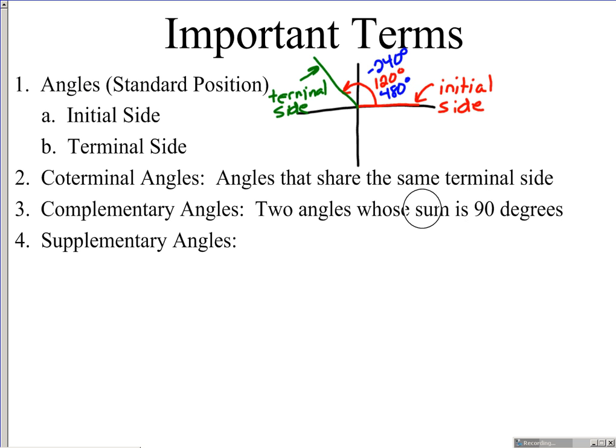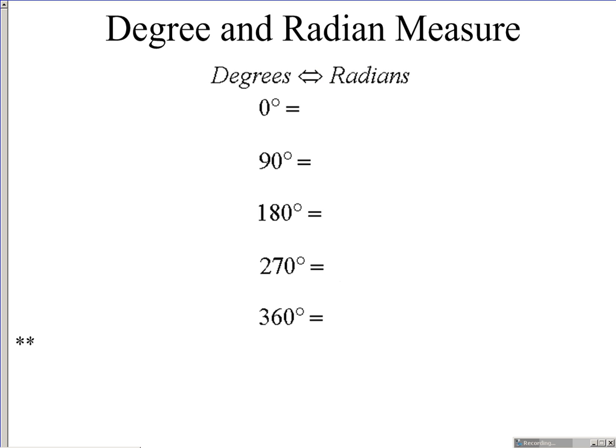Complementary angles: two angles whose sum is 90 degrees. Supplementary angles: two angles whose sum is 180 degrees. Degree and radian measure. Most of you should be very comfortable with working with degree measure. It's the angle unit measure that you have used in geometry. You know what a 90 degree angle looks like. You know what a 180 degree angle looks like. You know that there are 360 degrees in a circle and so on. You need to become just as familiar with radian measures because we are going to be using radian measures quite a bit in the next two chapters.